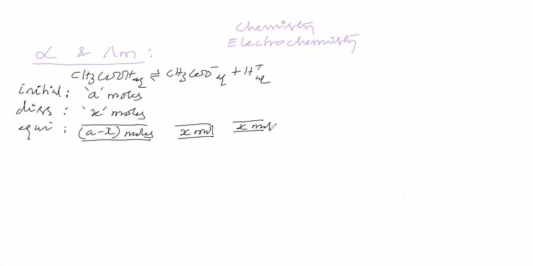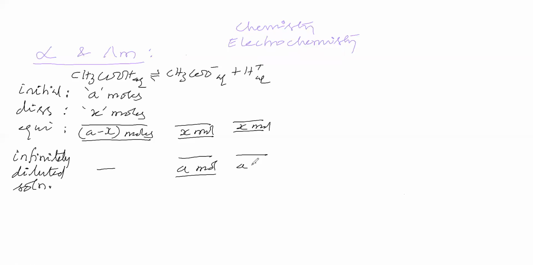Now we will take this acetic acid solution to an infinitely diluted solution. Infinitely diluted solution means the degree of dissociation is 1. So acetic acid is completely dissociating, and undissociated acetic acid is not present. Since acetic acid is completely dissociating, A moles of acetate ions and A moles of H plus ions will be present. That means complete dissociation of acetic acid.